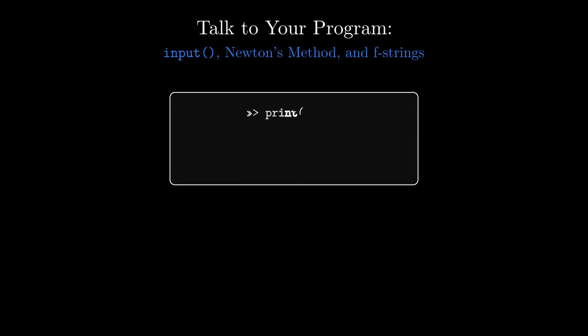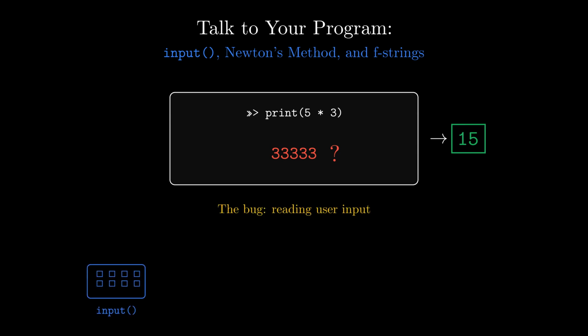Ask a Python program to multiply 5 by 3, and it might print 33333 instead of 15. That bug comes from one fact about reading user input. Today we make programs interactive, run one step of Newton's method, and format output cleanly with f-strings.